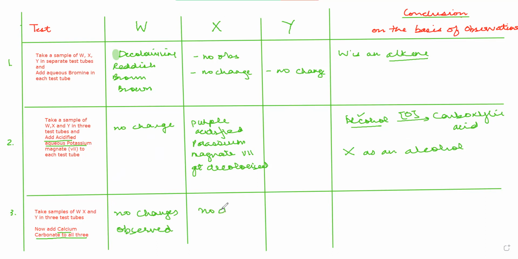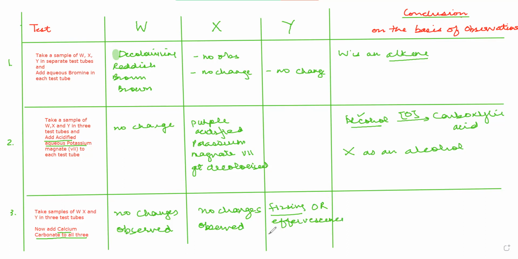Similarly, no changes will be observed here. The reason is because this X has been identified as an alcohol. Now, Y will be showing the changes, and in Y we will be seeing the fizzing or the effervescence. Both the options are correct. We'll be seeing either the fizzing or we'll be observing the effervescence.